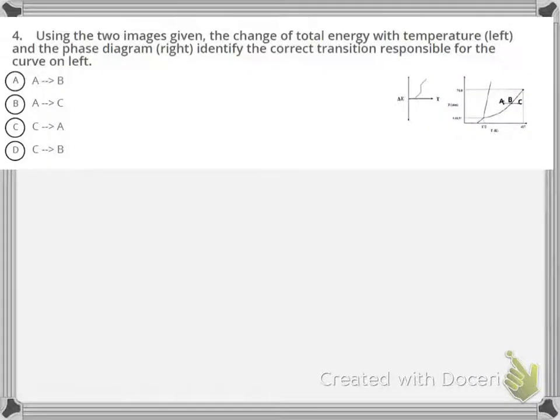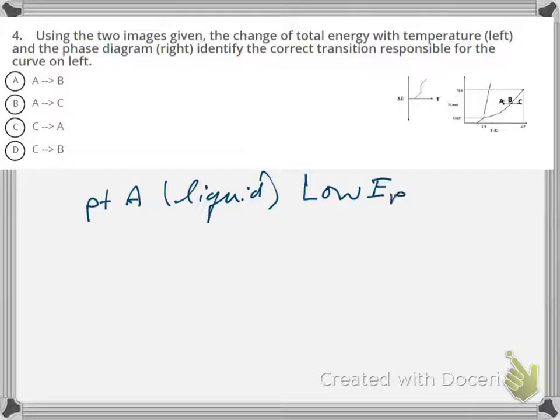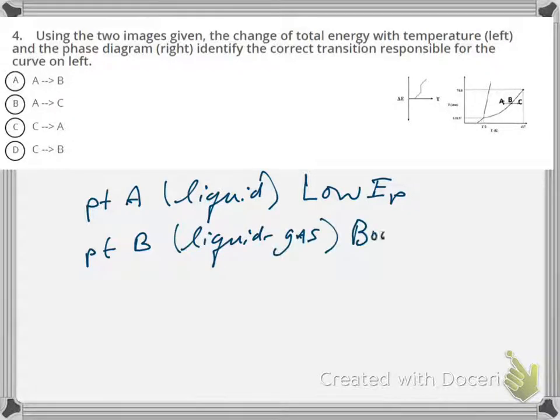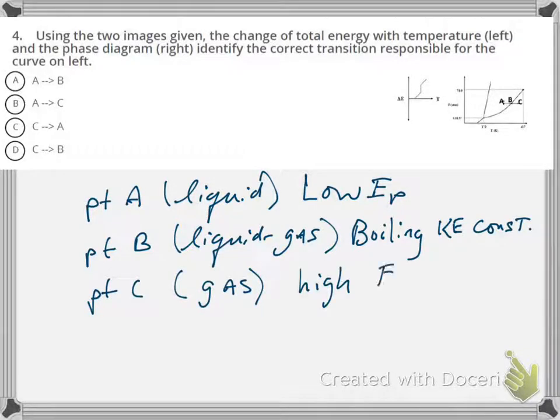Right, question number 4 was about taking a look at a phase diagram, transitions, and linking it to a delta E versus T curve. So at point A, we're at all liquid, low potential energy. Point B is the liquid-gas interface, which we call boiling. Kinetic energy is constant there. And at point C, we have only a gas, and it's at high potential energy. And it looks like we're heating the gas after that.